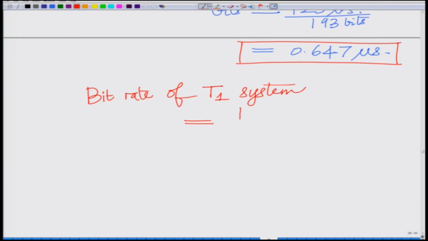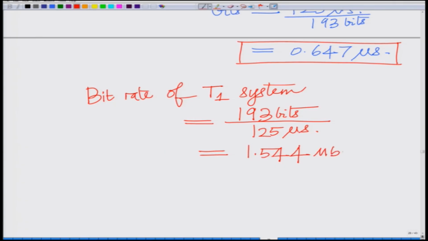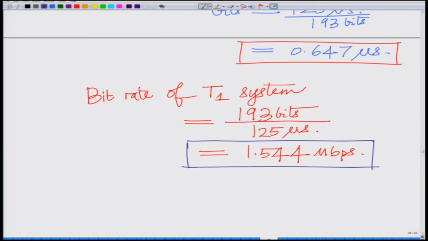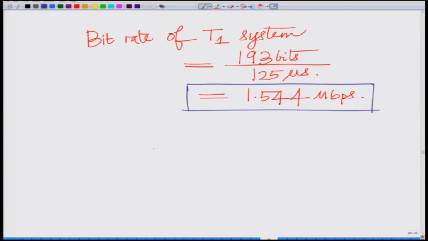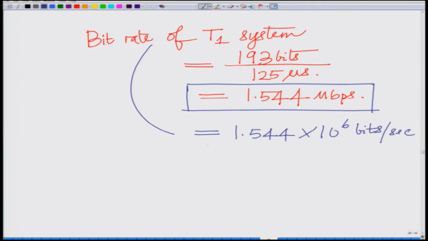And the bit rate of the T1 system is basically 193 bits divided by 125 microseconds, that is equal to 1.544 megabits per second. So, this is basically the bit rate of the T1 system. That is a huge bit rate, 1.544 megabits, that is 1.544 into 10 to the power of 6 bits per second.